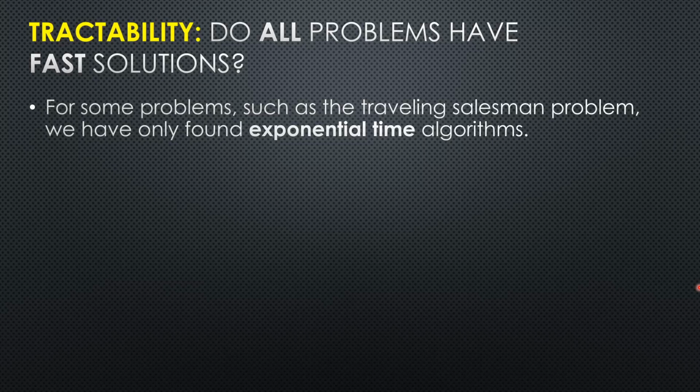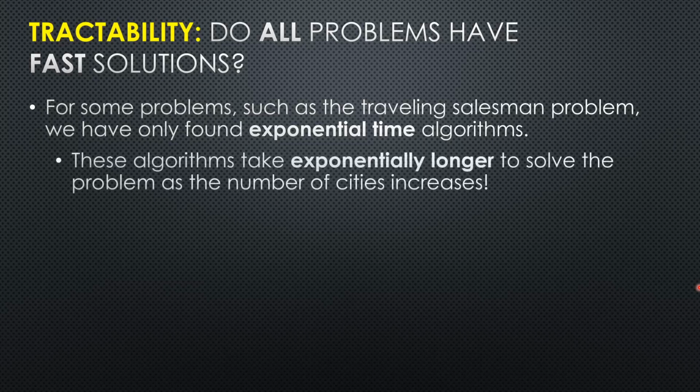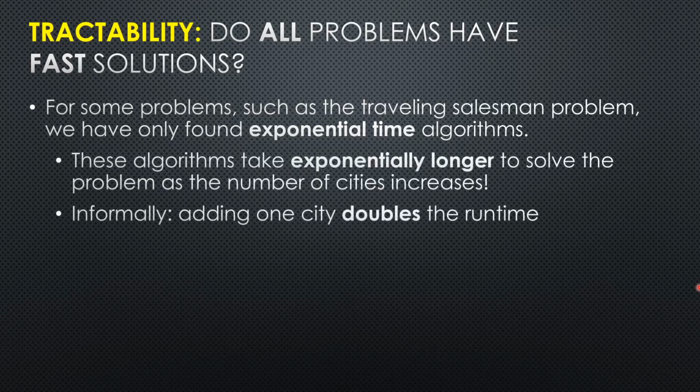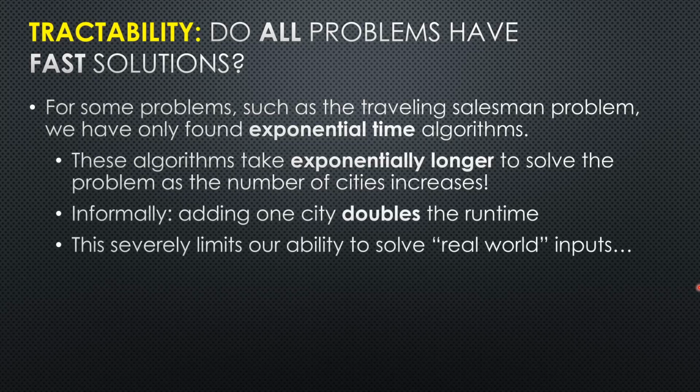So there are some problems where we've tried for a long time to find solutions, and we've been unable to find fast solutions. And we think perhaps there may only be exponential time algorithms to solve this problem. So these algorithms are really inefficient. In the case of the traveling salesman problem, to give you some informal idea of what exponential time really means, adding one stop on your delivery route doubles the runtime to pre-compute the optimal route. So this becomes incredibly infeasible: if a two-stop route takes 1 second, then a 100-stop route takes an amount of time that would result in all of the stars in the universe burning out and being absorbed by black holes. So this really severely limits our ability to solve real-world inputs.